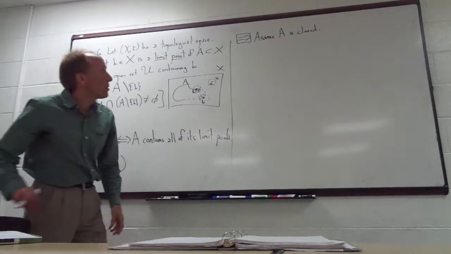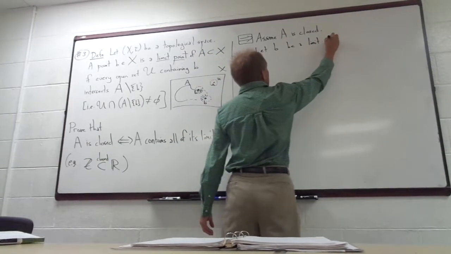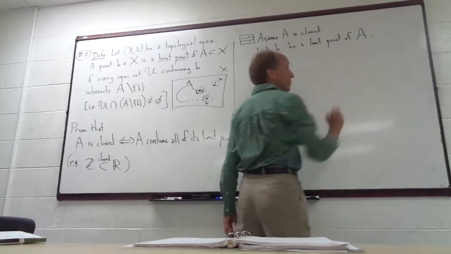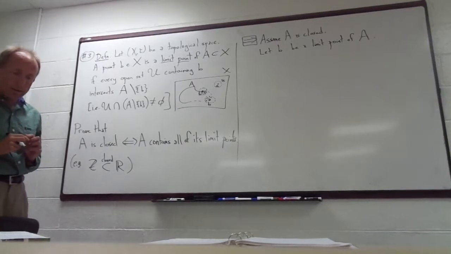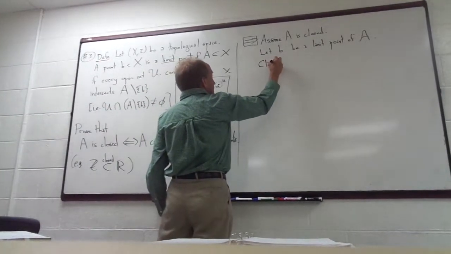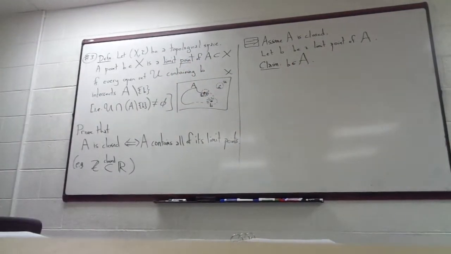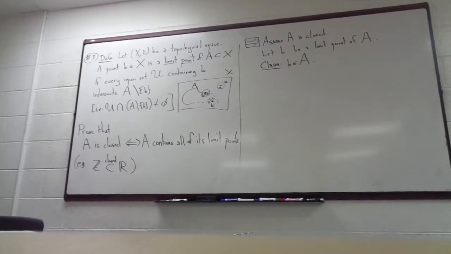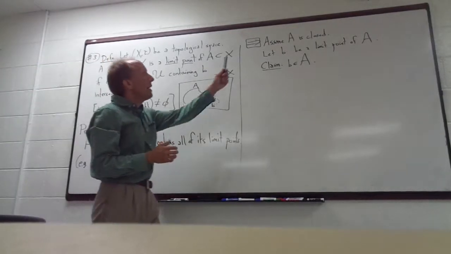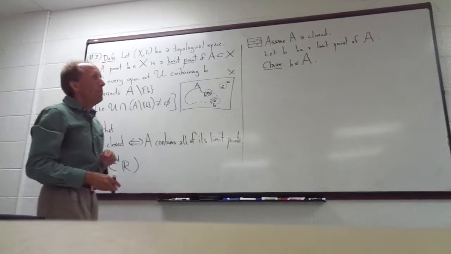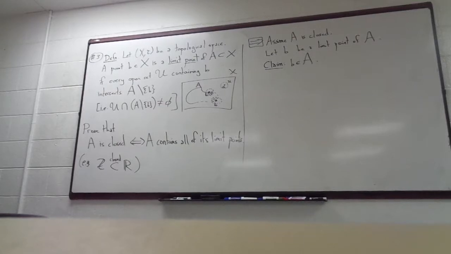Okay? So let's do that. Let B be a limit point of A. And I'm going to claim that B is actually in A. A contains its limit points. So the first thing is, does everybody agree that I've set it up correctly? We're showing that A contains all of its limit points. So I'm just going to take a limit point of A. I'm going to try to show that B is in A. Okay, that's what we want to do.